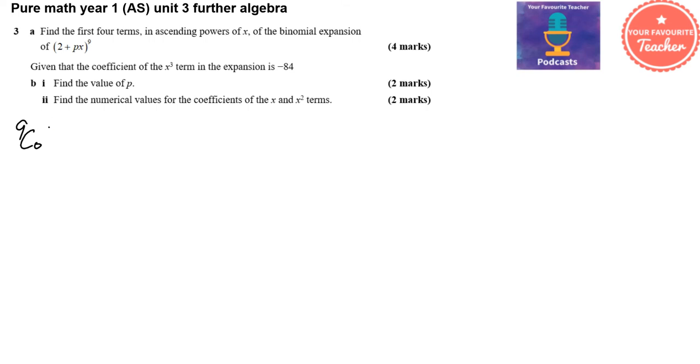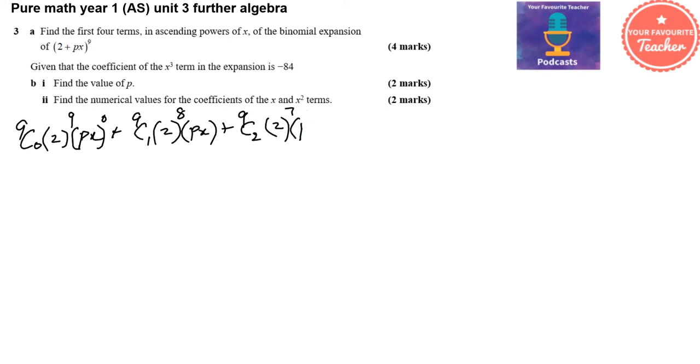9c0 times 2 to the power 9 times (px) to the power 0, plus 9c1 times 2 to the power 8 times px, plus 9c2 times 2 to the power 7 times (px) squared, and finally plus 9c3 times 2 to the power 6 times (px) cubed.